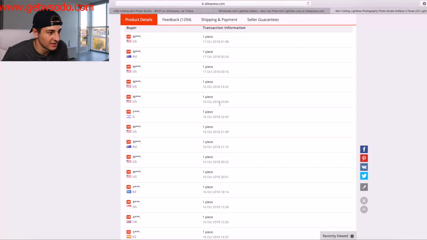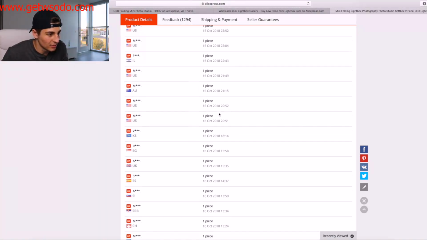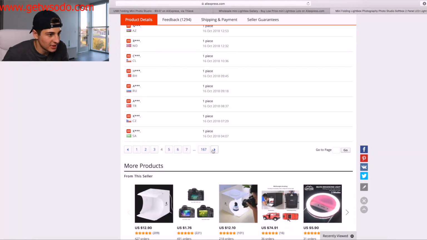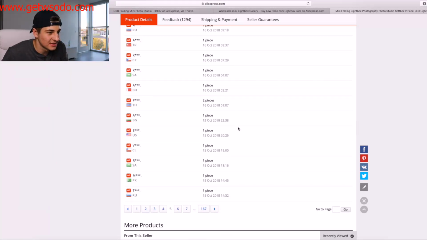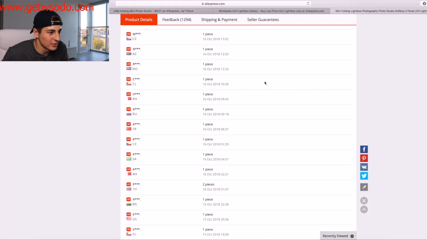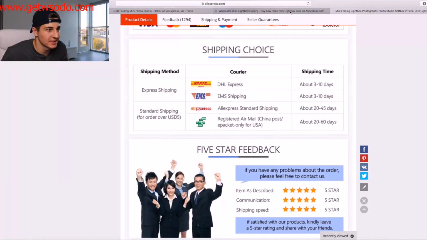Let's see how many pages are for the 16th. So we have almost a full page here, and then a full page here, full page here. Oh, page and a half there. So like 2.5-ish, about 2 pages, about 40 units yesterday. So not really selling that well.